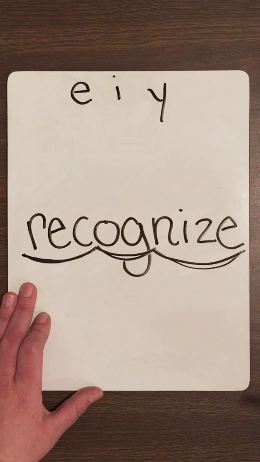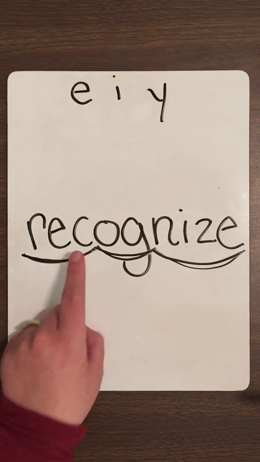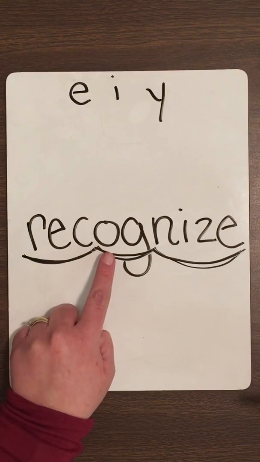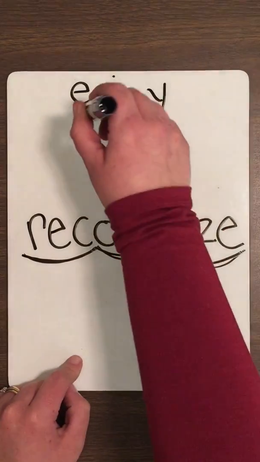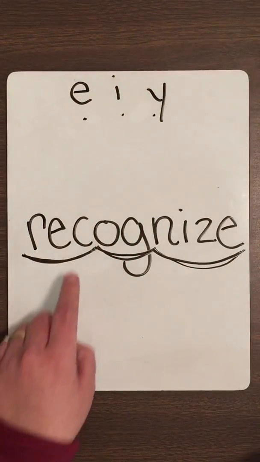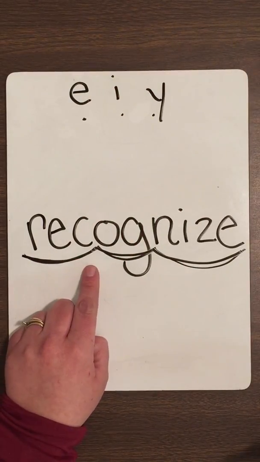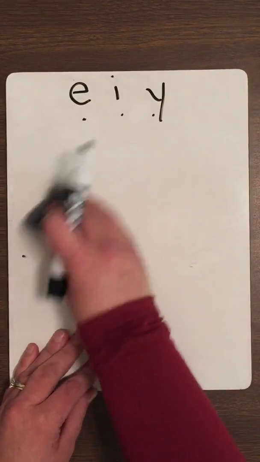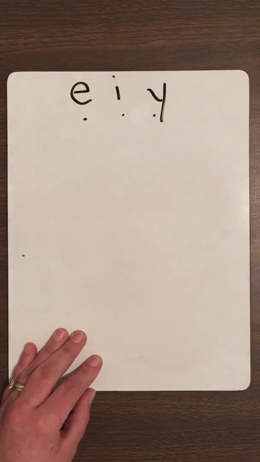Recognize. Now you might have noticed that the C is followed by an O, which is a vowel, but it's not E, I, or Y. So the C is going to keep its k sound. We'll do one more.